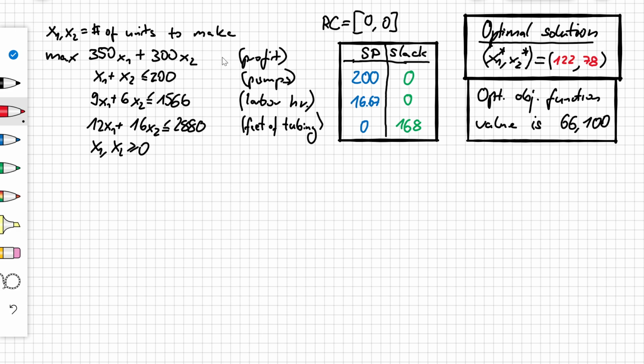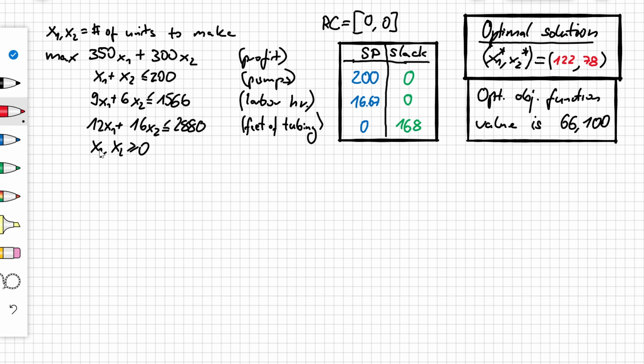So you see total profit is this function, and the resources are these three resource constraints, and each of them is a less than or equal constraint. And if you solve this problem using some kind of solver like Excel or Gurobi, you're going to get an optimal solution which will tell you that you should make 122 units of the first product and 78 units of the second product. The total profit is $66,100. And you also get sensitivity information like shadow prices, slacks, and reduced costs for decision variables x1, x2. Both of them actually happen to be 0.